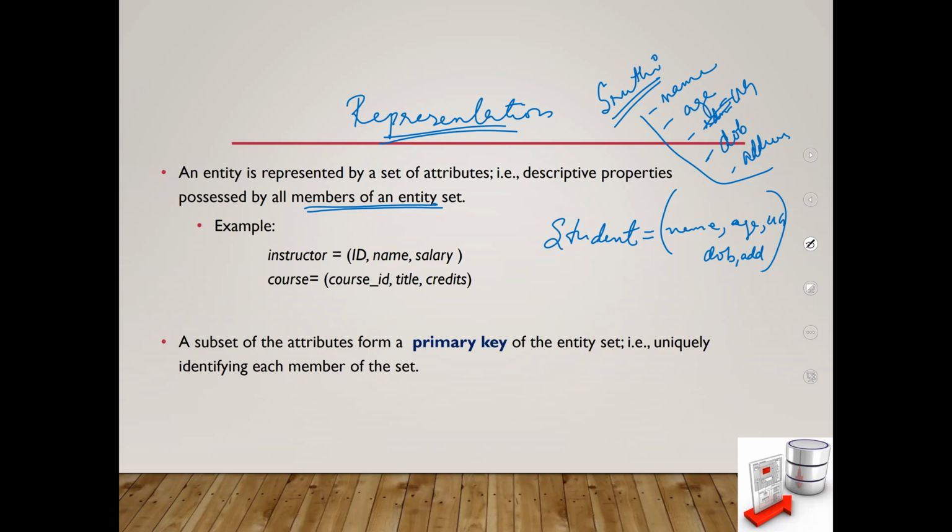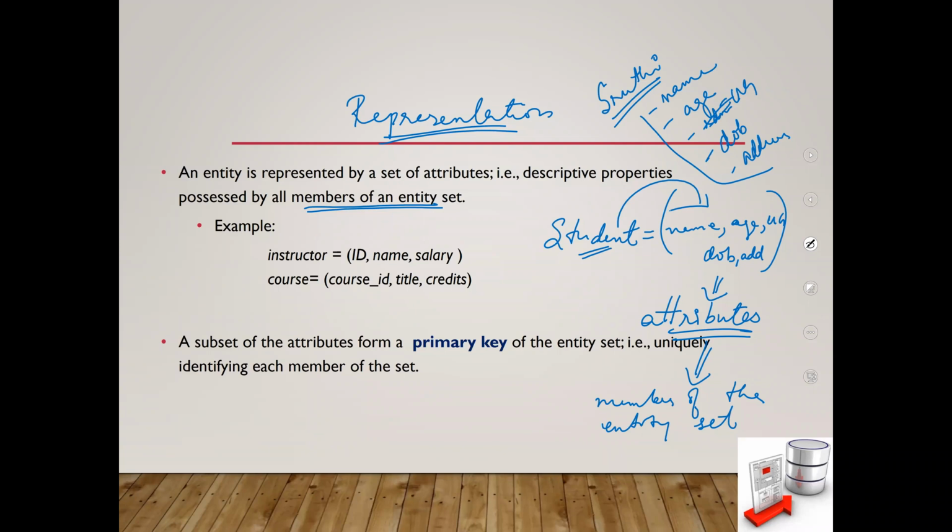So an entity is represented with the help of the descriptive properties. These descriptive properties are called attributes. I even call them members of the entity set. I do have an entity set called student, and all these are members of the entity set called student.